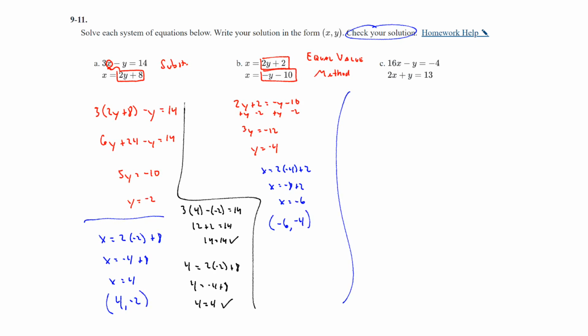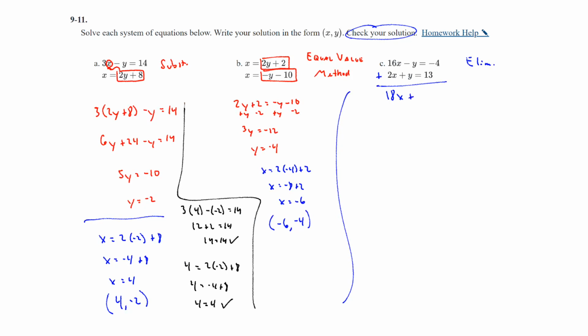And then on C, we're going to use elimination. So you get to see all three methods here. The reason I'm going to use elimination is because everything's lined up. You've got your x's, your y's, your equal sign, and then your constants. And look at that, your y's are going to get eliminated right away. So we're just going to add these two equations. We'll get 18x.